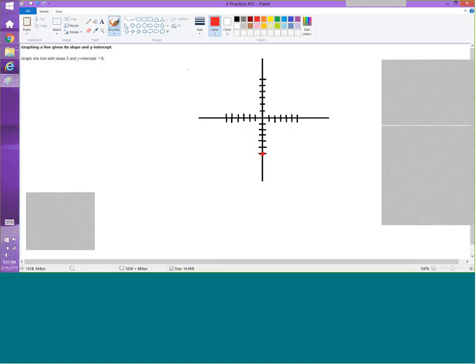And if we have a slope of 3, again, any number can be written as a fraction. So with a slope of 3, that's the same thing as saying 3 over 1. Which means that I have a rise of 3, so I'm going to start from the point that I drew already and count up 1, 2, 3, and then I'm going to count my run 1, and I draw another point.